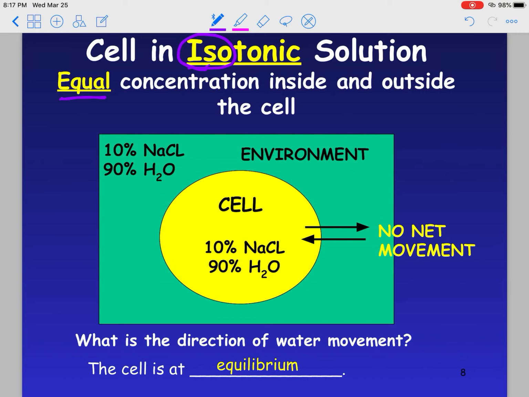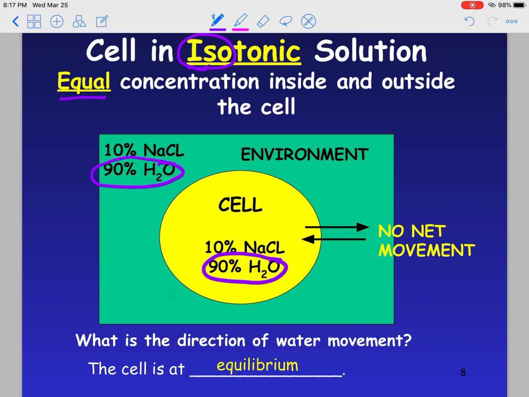So again, remember in osmosis, we're looking at the water. So we've got 90% water on the outside of the cell, 90% water on the inside of the cell. And so we say the cell is at equilibrium. There's a balance. It's equal inside and out. But a lot of people want to say that the water will not move in either direction, and that is not true at all.